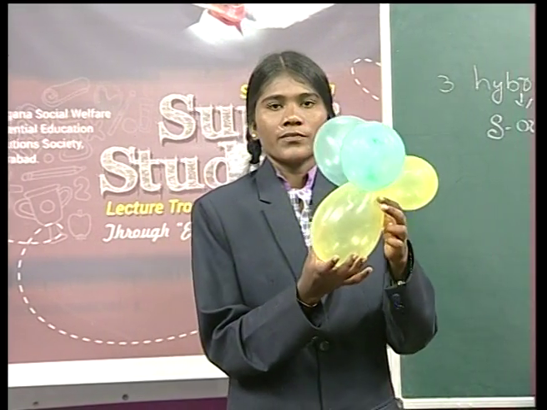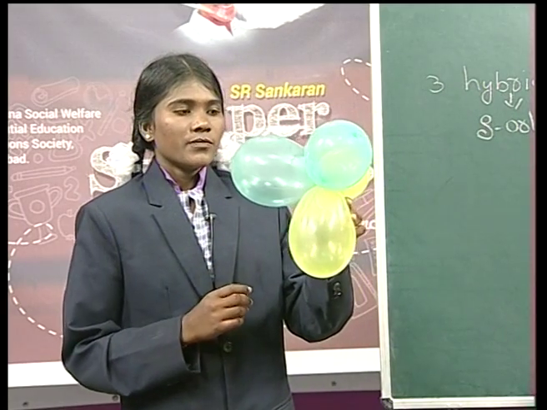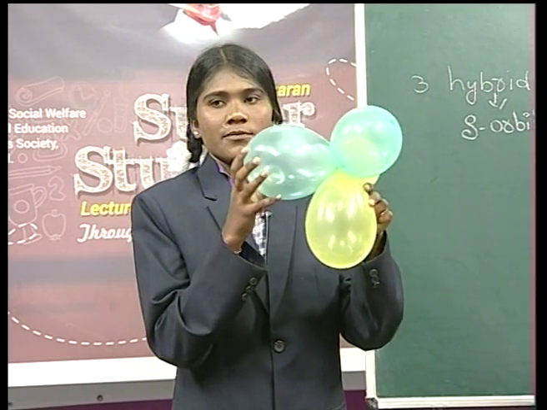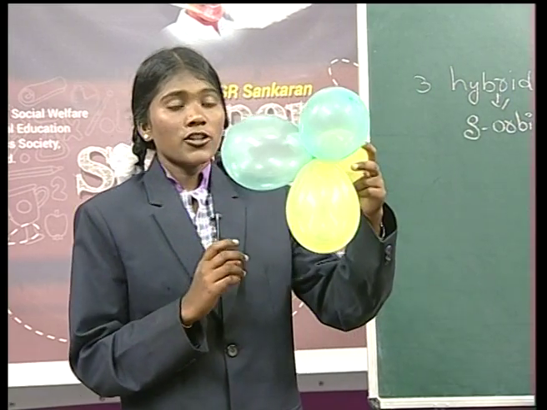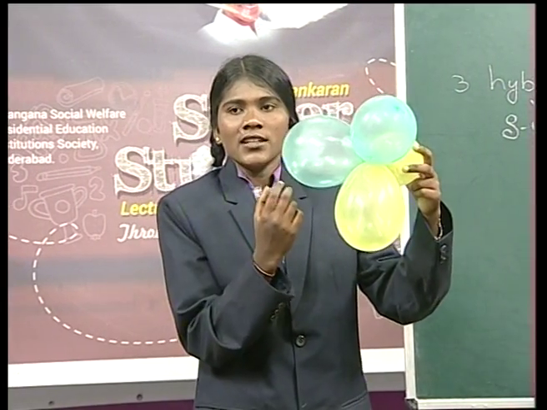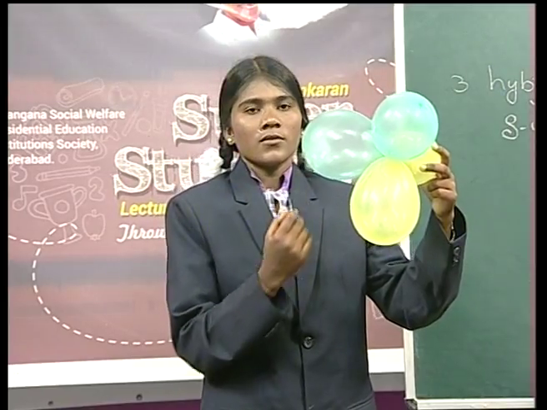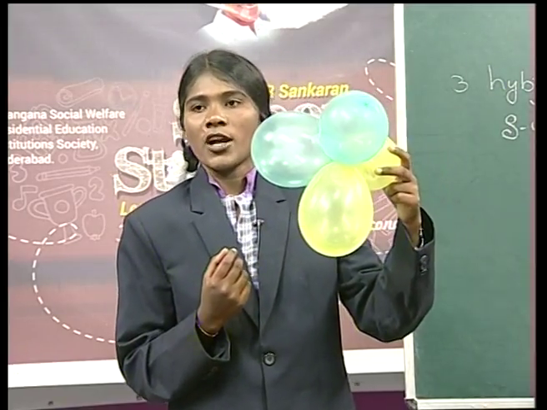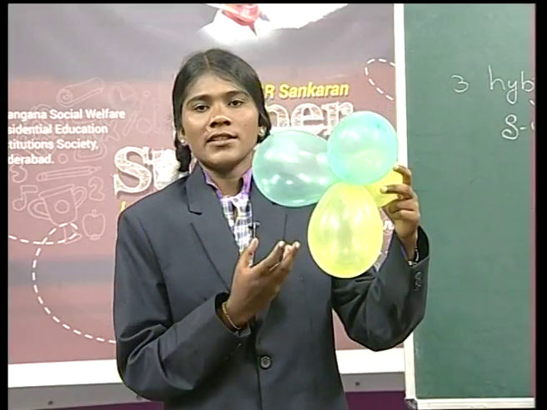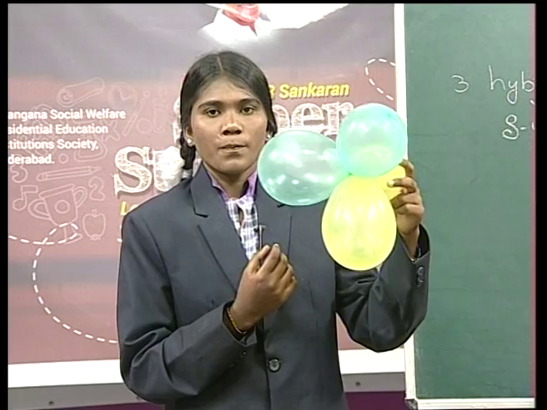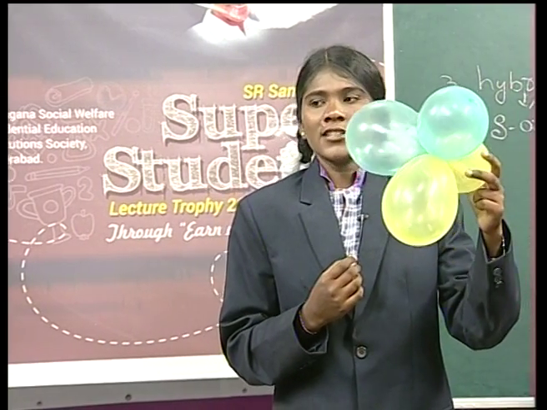Observe these 4 balloons. These are 4 hybrid orbitals. Are you able to find what is the bond angle here? The bond angle is 109.5 degrees. And are you able to find what is the shape of this? Tetrahedral shape.